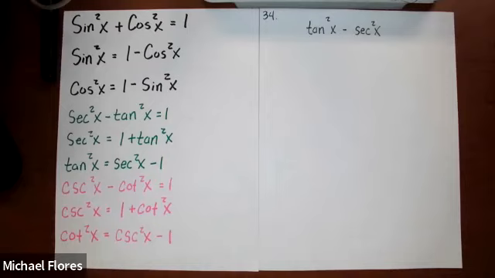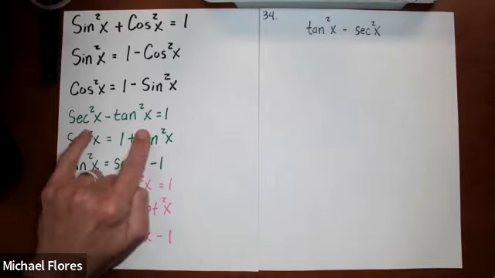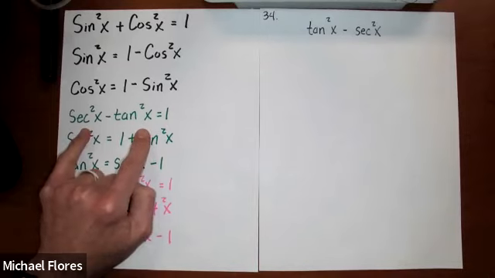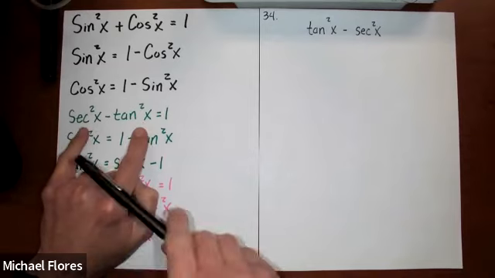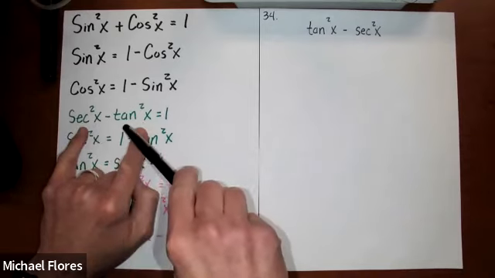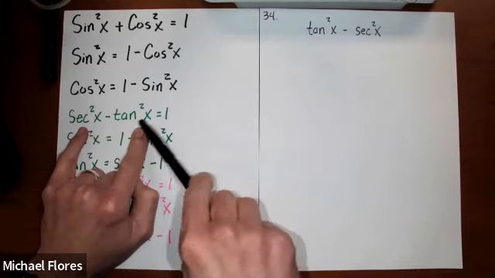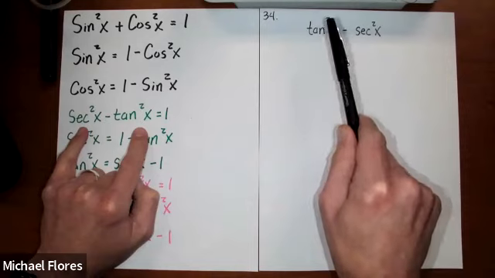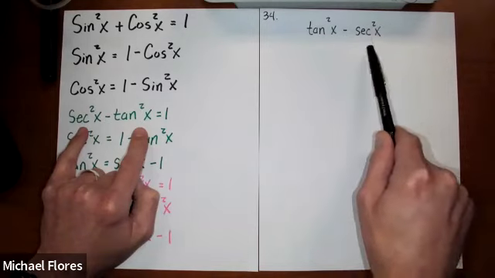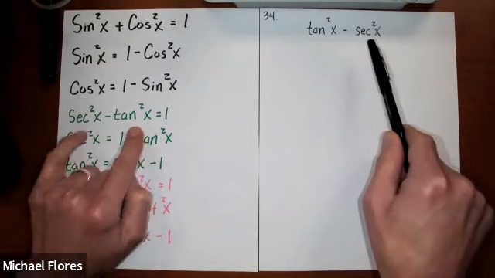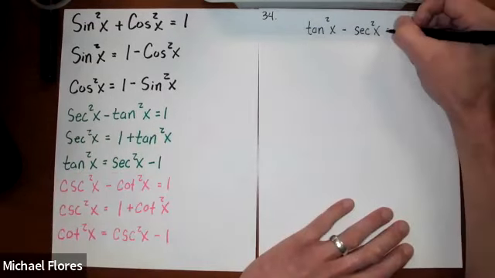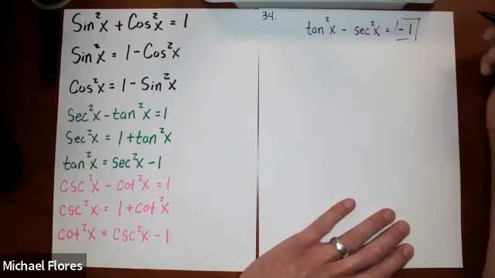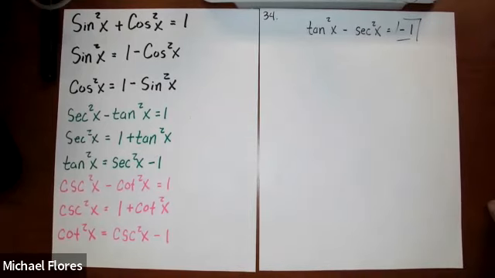34, tangent squared of x minus secant squared of x. Now, notice that kind of somewhat matches this Pythagorean identity here. But in this identity, notice secant is positive, tangent is negative. And when that's the case, your answer is 1. Well, over here, it's the reverse. Tangent is positive, secant is negative. Therefore, it's not going to be 1, but -1 as a final answer. That's your answer for 34, -1.